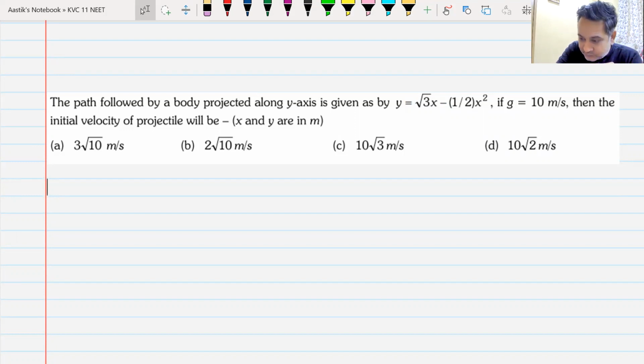They are asking you the value of u, not your value, the value of u, which is the initial velocity, my dear friends. You are invaluable. I cannot value you. U here is initial velocity. Find it out.